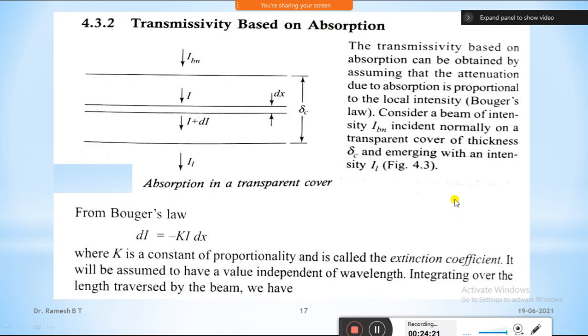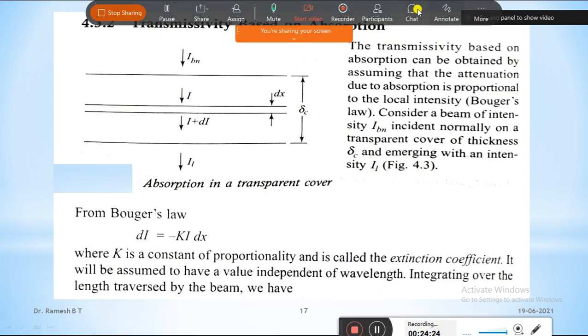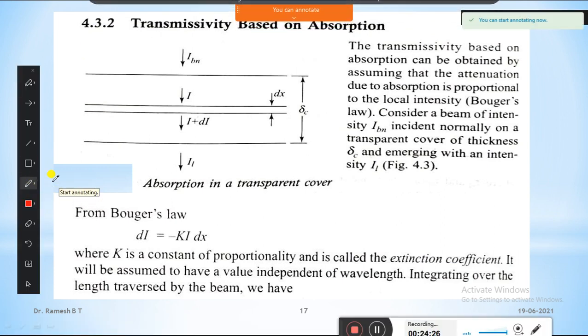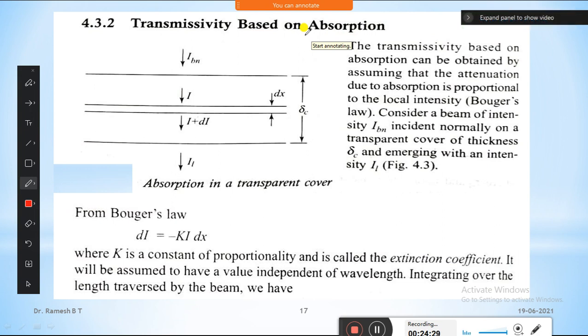Yes, the transmittivity based on absorption, only absorption, there is no reflection; we already got that. So now, the transmittivity based on only absorption. It can be obtained by assuming that the attenuation due to the absorption is proportional to the local intensity I. The local intensity here means we only consider I_BN, only the beam radiation.